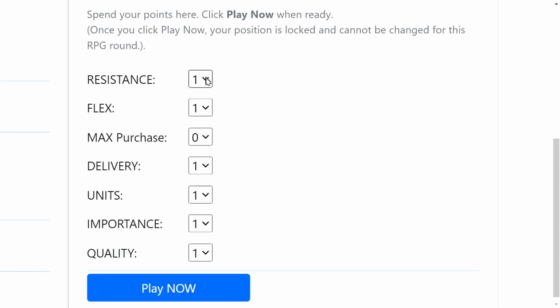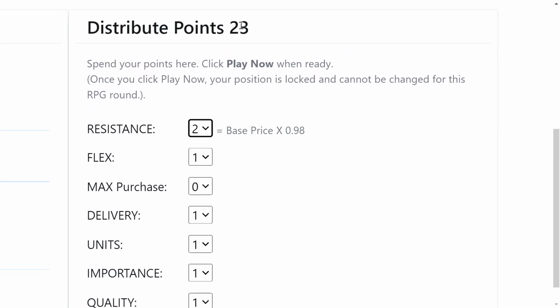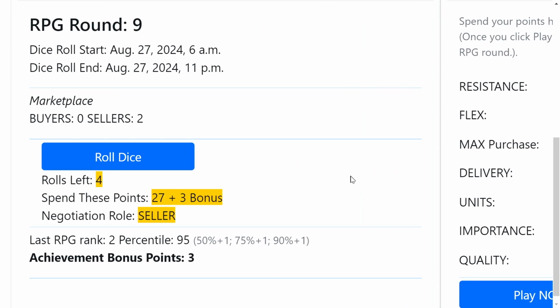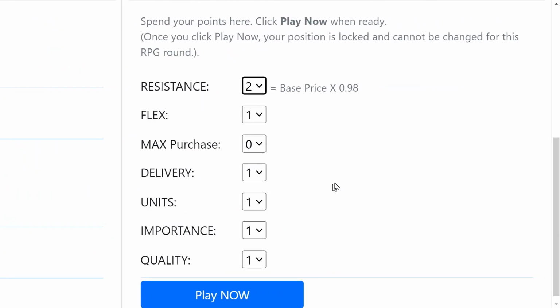Once we make a change, such as resistance, I'm going to change it to be 2, you can see we get a number up here. This is how many points we have left to distribute. So here we have 23 plus 2, 25, and then 26, 27, 28, 29, 30. How did we get 30? Because remember over here, we rolled 27 plus a bonus of 3, so that's 30. So we have 30 points we can spend any way we want.